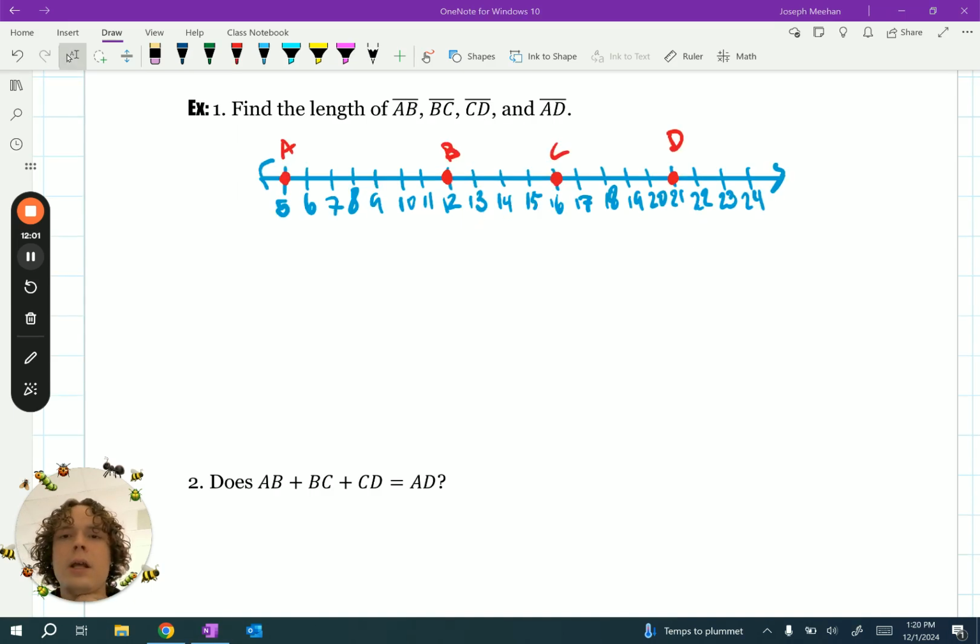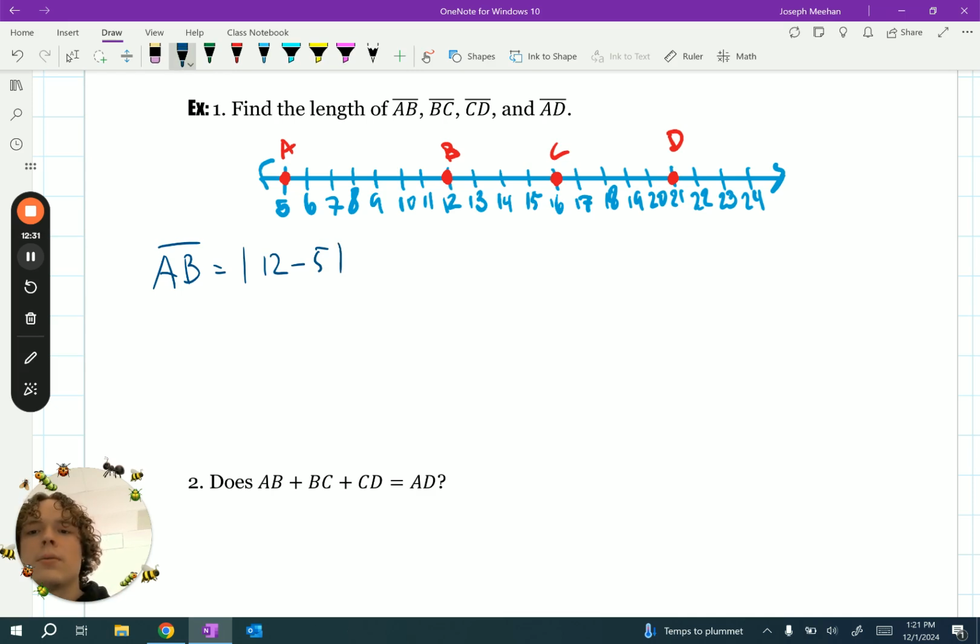All right, so find the length of AB, BC, CD, and AD. If you have a segment like AB, the length is just represented by AB without the segment bar on top. If we wanted to find what AB was, there's a couple ways we could do it. We could say that this is the absolute value of 12 minus 5, because B is 12 and A is 5, or this is equal to the absolute value of 5 minus 12. Either way, you're going to get the same thing.